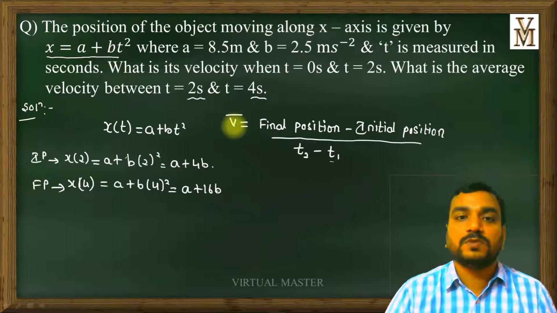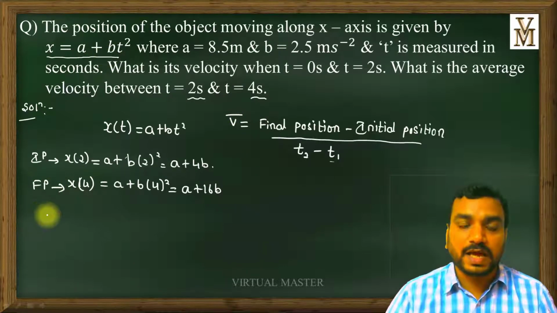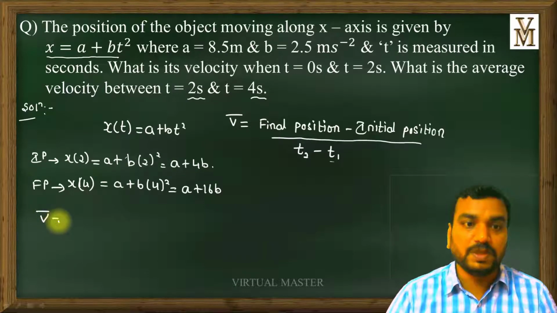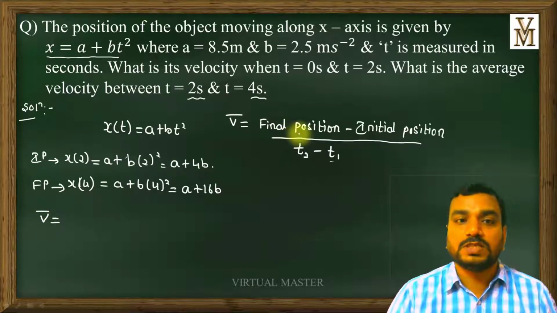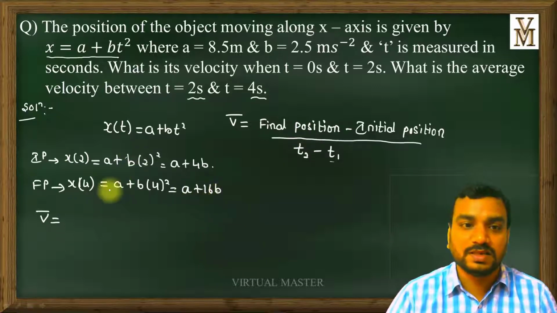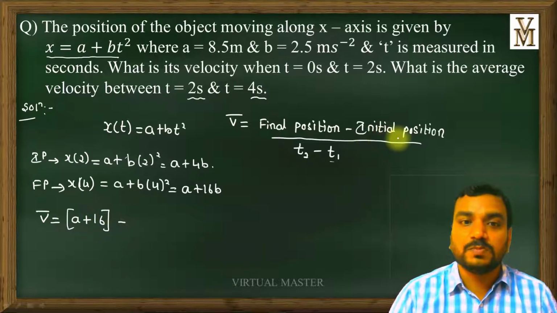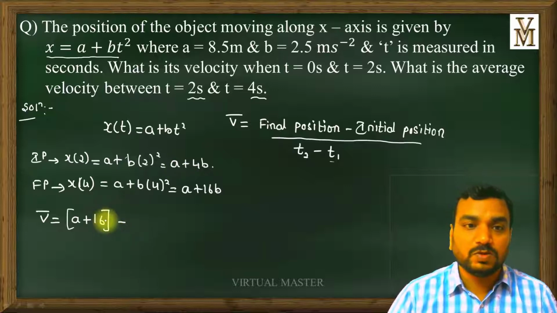Okay, now let us use this formula to find the average velocity. That is average velocity v bar will be equal to final position. What is the final position here? a plus 16b, isn't it? So I can write, I am writing directly here. Final position is equal to a plus 16b minus initial position. What is the initial position here? a plus 4b. Okay, I have missed b here.